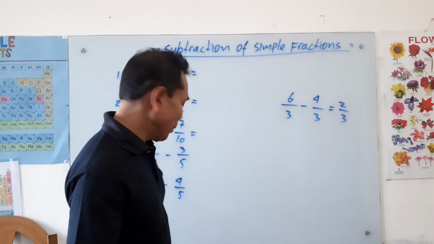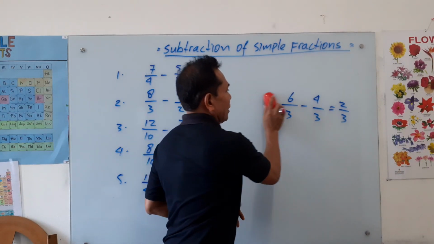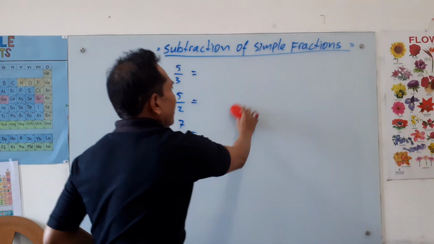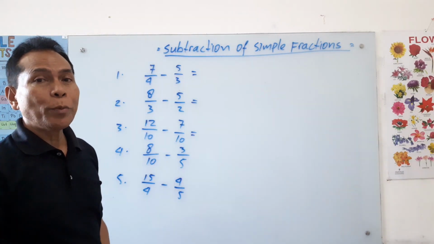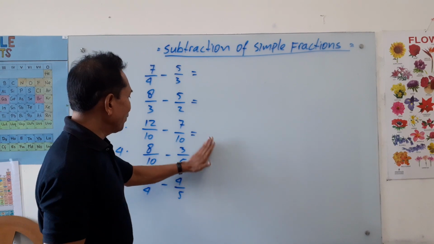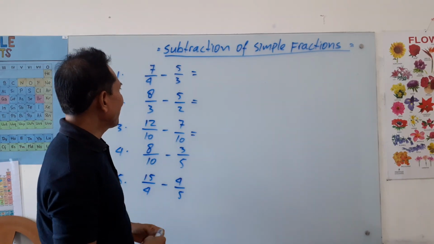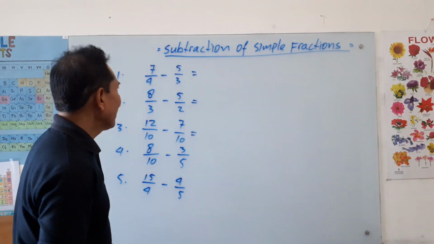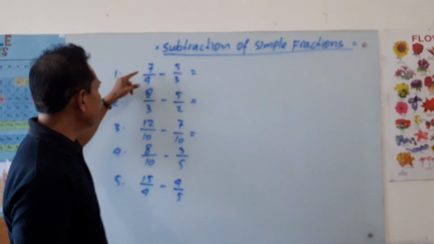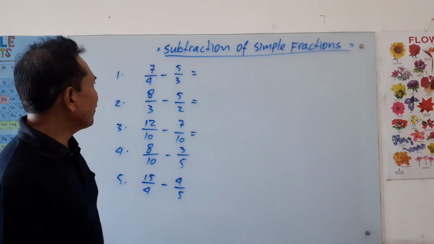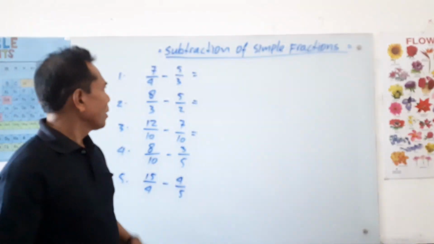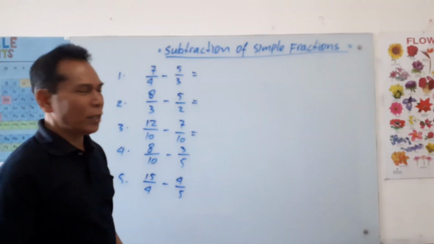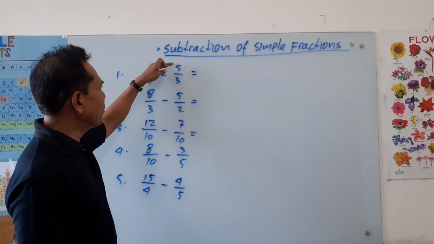Now, I want to show you how to subtract fractions with different denominators. I put some examples of fractions with different denominators on the board, and I'm going to explain them to you one by one. Let's look at number 1, the first one, 7/4 minus 5/3, or some people prefer to say 7 over 4 minus 5 over 3.